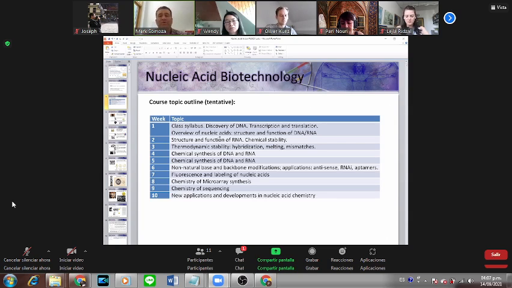So for example, we do large-scale synthesis of DNA libraries using microarray synthesis. For information storage, you can store digital information in DNA using that approach. So I'll try to address some of these topics. Also talking about the chemistry of sequencing.